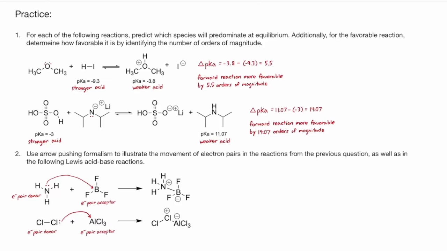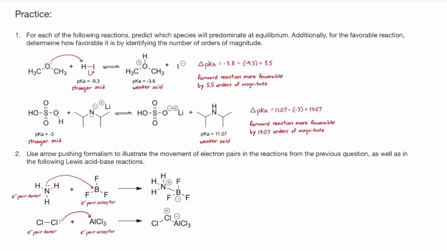Let's draw the arrow pushing for the Brønsted-Lowry acid-base reactions from the previous question. In the first reaction, the arrow starts from the non-bonding electron pair on the electron-rich oxygen in dimethyl ether and is drawn to the electron-poor hydrogen in hydrogen iodide. Then we draw one more arrow from the hydrogen iodide bond to the iodine atom.